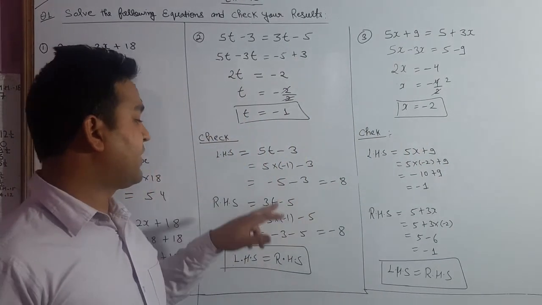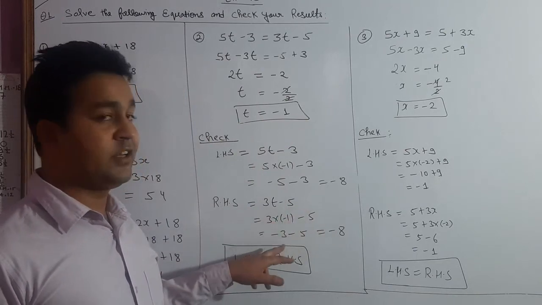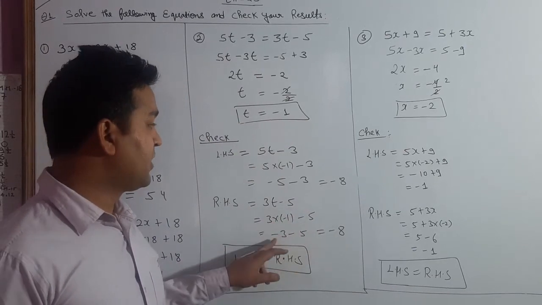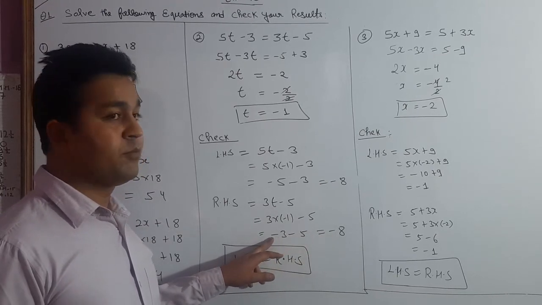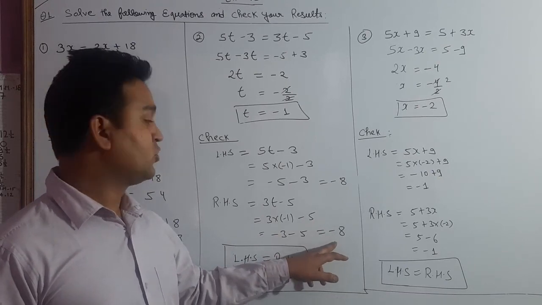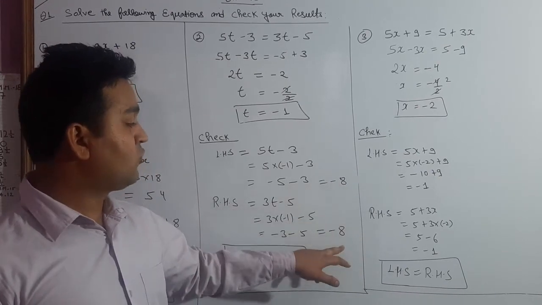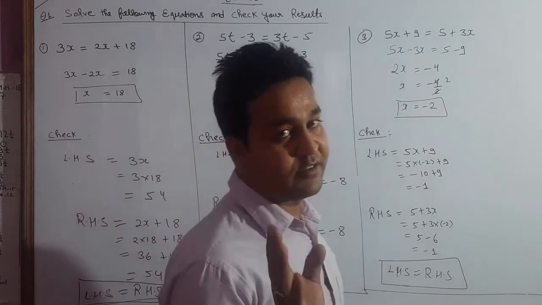Then 3t minus 5, 3 into the value of t here, minus 1, then minus 5, then 3 ones are 3, minus same as it is, and then minus 5, minus and minus is plus. So right here 8, and when the signs are the same, the answer also contains the same sign, so it becomes minus 8. Both are equal to each other, it means left hand side is equal to right hand side. Your answer is verified, your answer is correct.